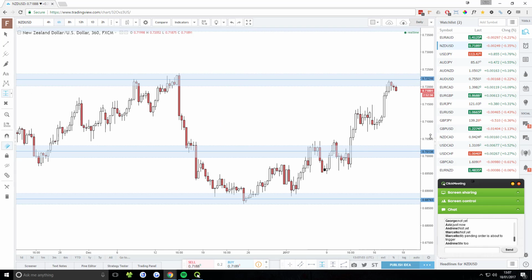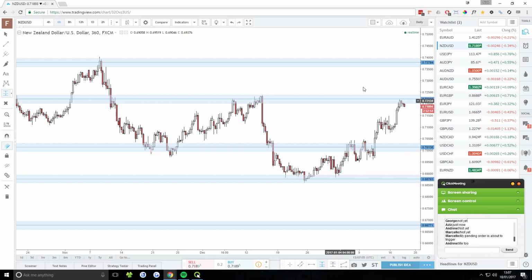And that's how I use my support resistance areas. I place them on my chart. I know they are areas in which price is likely to stall or maybe even reverse. So when price is approaching those areas, I keep an eye on them, especially if it's a strong area like this one. I keep an eye on price and what it's going to do.